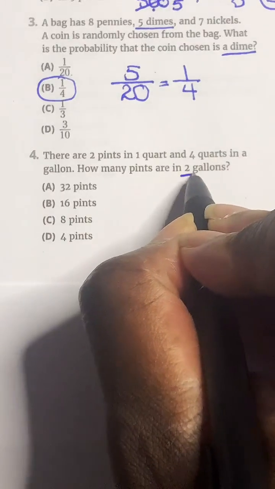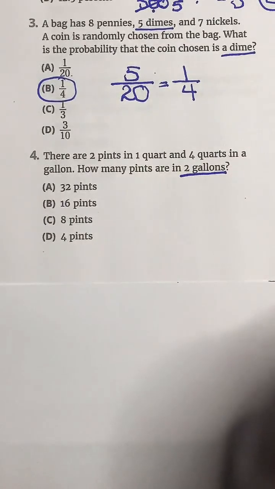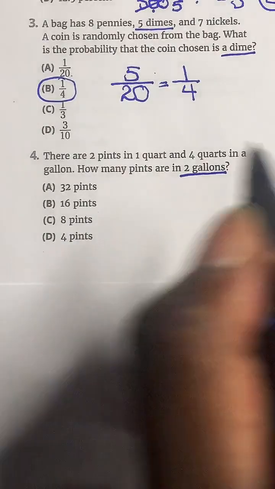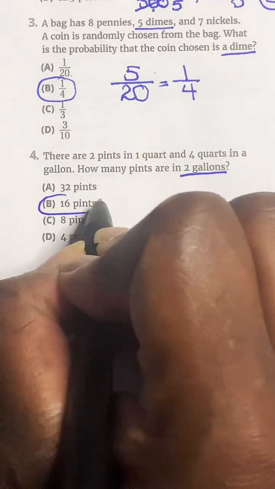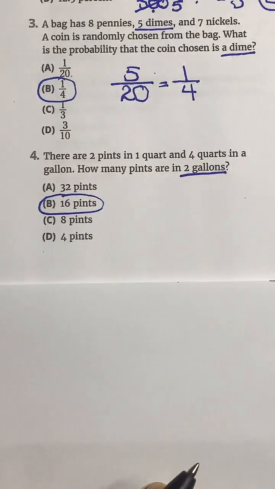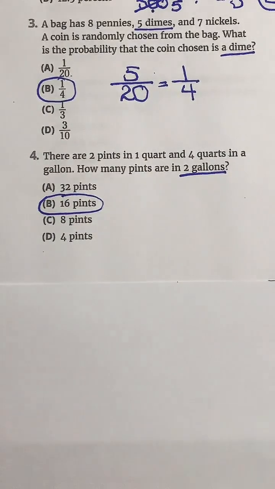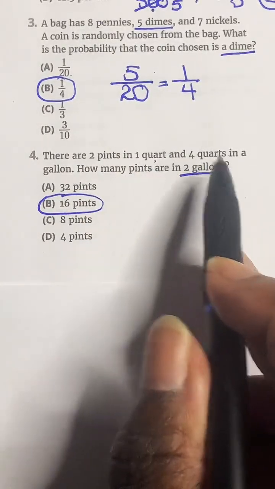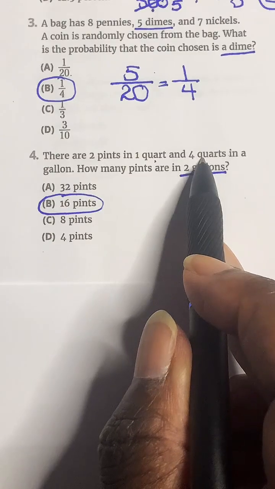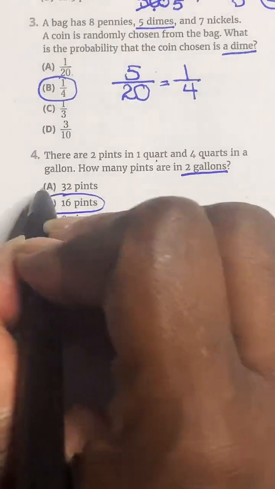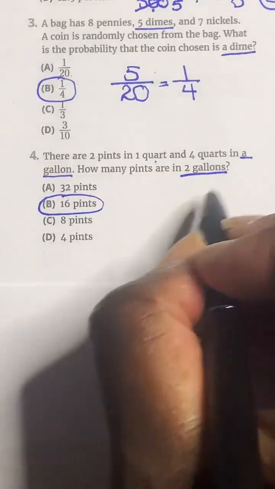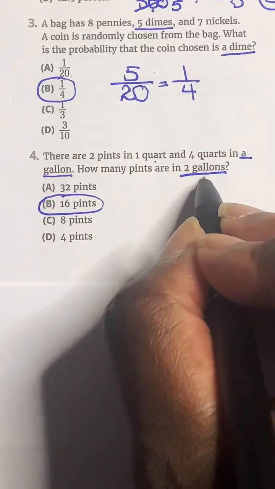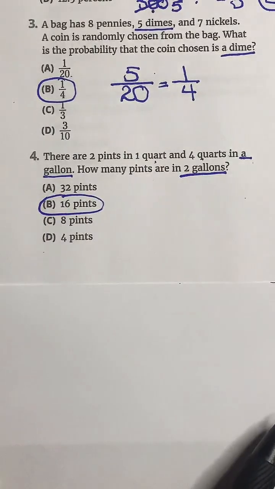So, we're looking at 2 gallons. If it was 1 gallon, we got our 8. But we're looking at 2 gallons, so our answer will be 16. Okay, so if we have 2 pints, that gives me a quart. So for 4 quarts, that will be 8 pints for a gallon, but they're looking for 2 gallons. So 8 pints is usually for a gallon, but for 2 gallons, it had to be 16.